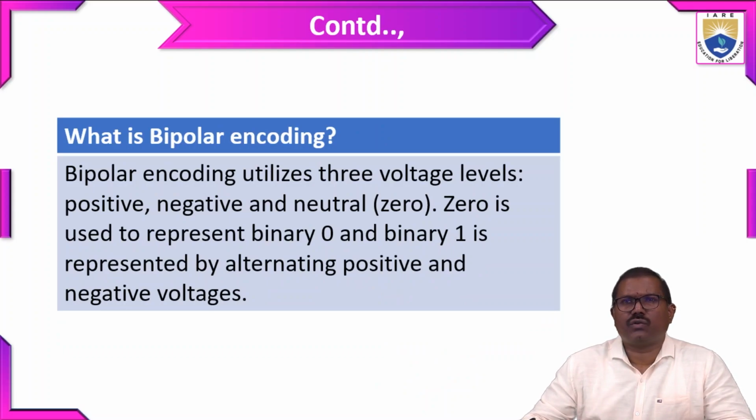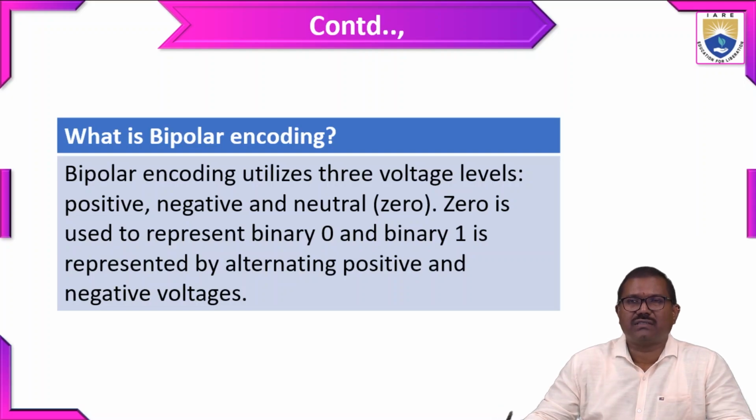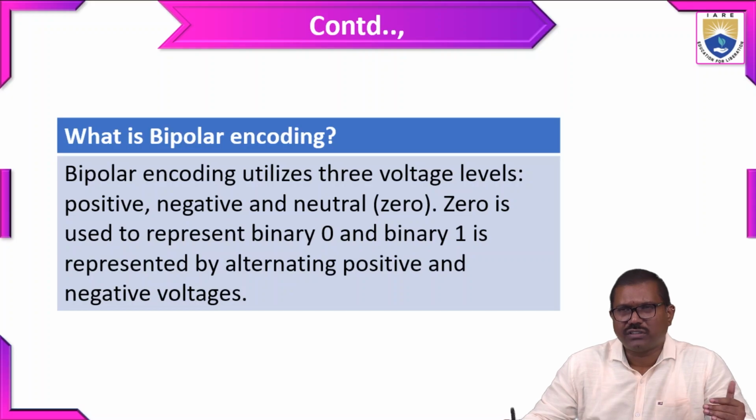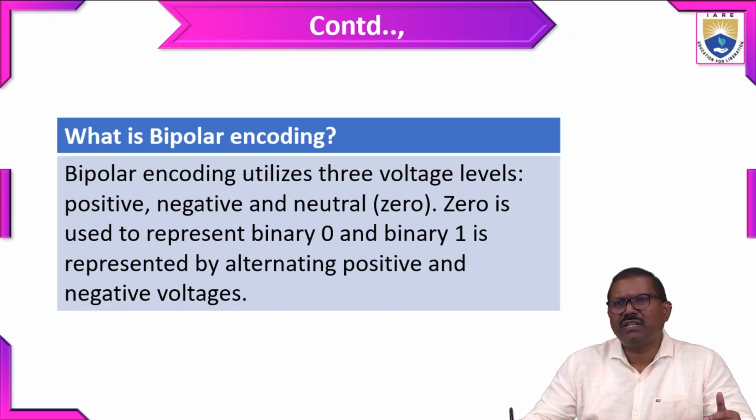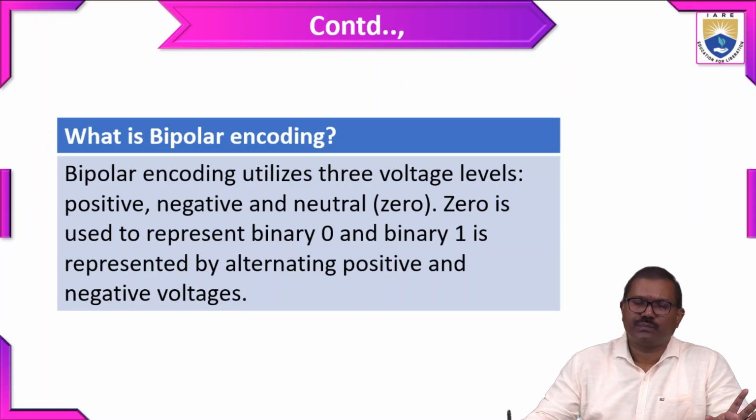What is bipolar encoding? Bipolar encoding utilizes 3 voltage levels: positive, negative, and neutral. 0 is used to represent binary 0, and binary 1 is represented by alternating positive and negative voltages. That means one time you go for positive, and when another one comes, you go for the negative voltage. Symbol 0 always represents 0.